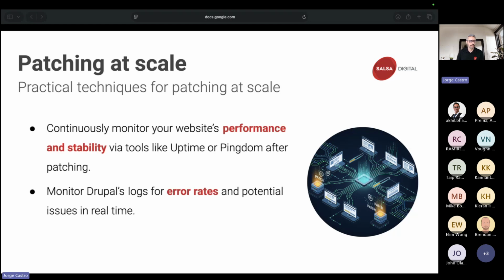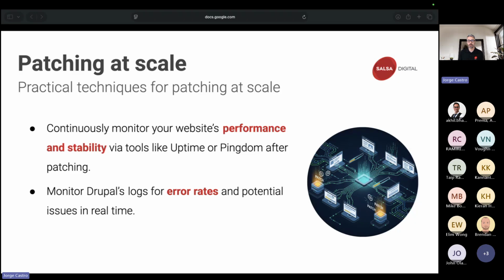Alrighty, a little bit more. I think that's the last one in terms of techniques, but monitor. Once you apply your patch, just monitor a little bit after applying the patch. Monitor for performance, monitor for stability. You could use tools like Uptime or Pingdom, just some examples. Immediately after patching, as your users start using the websites and the core functions, look for something that's a little bit off, a little bit unusual, and do some investigation. Intervening early helps you get on top of issues before they become big problems.